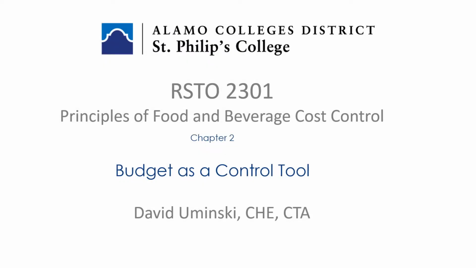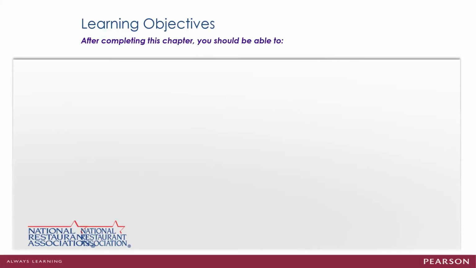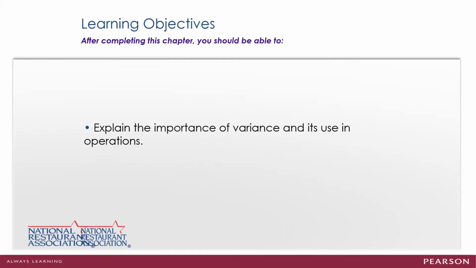All right, in this final video for chapter 2, we will be talking about the budget and how we can use it as a control tool. So the one thing that we're going to be looking at is our variance and how we use it in our operations to show how well we are meeting our budget.